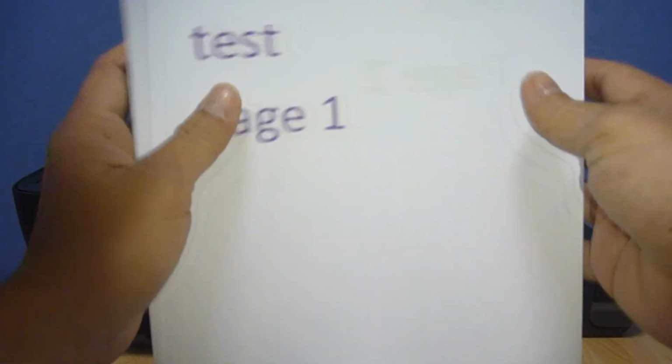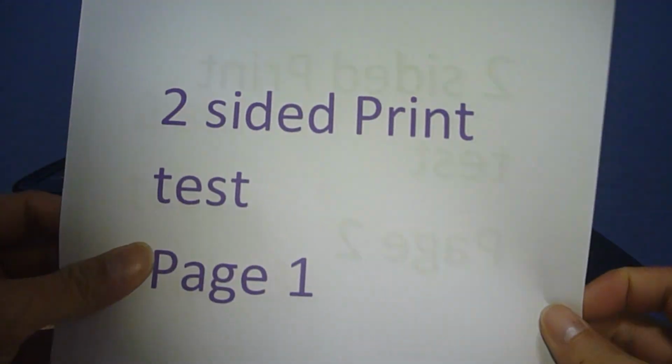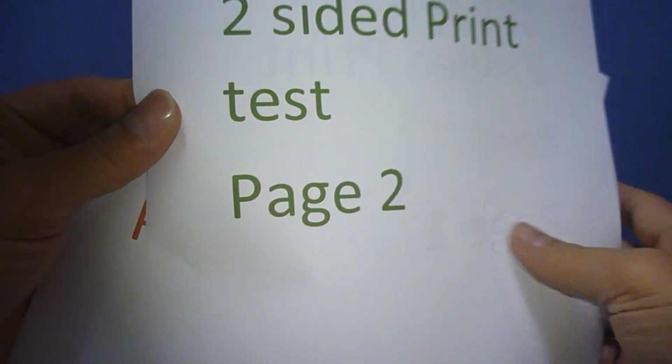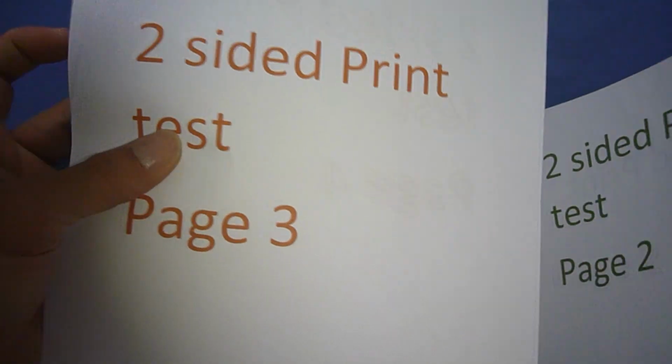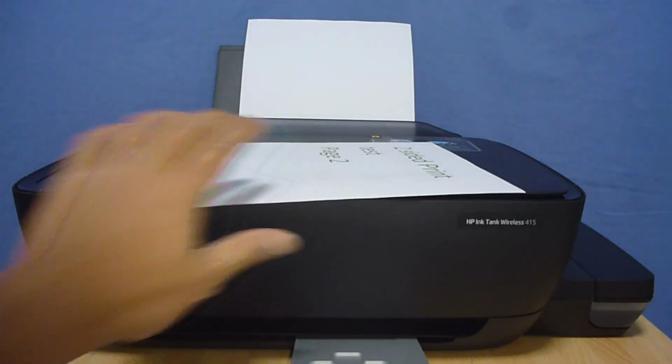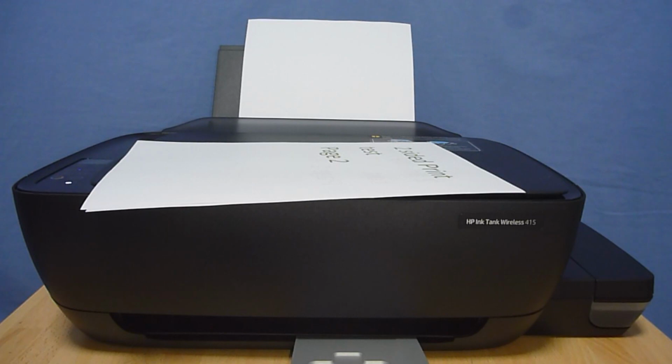The document has been printed. This is page 1, and this is page 2, page 3, and page 4. So this is how you print a two-sided document on the HP Ink Tank Wireless 415 printer.